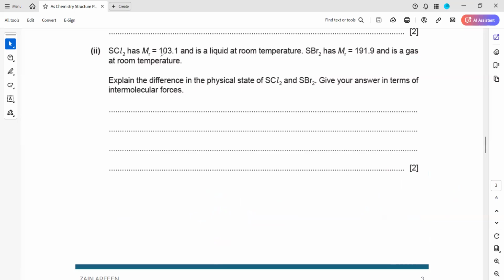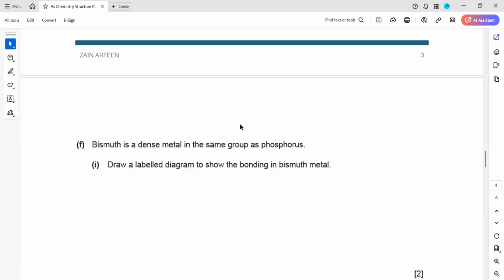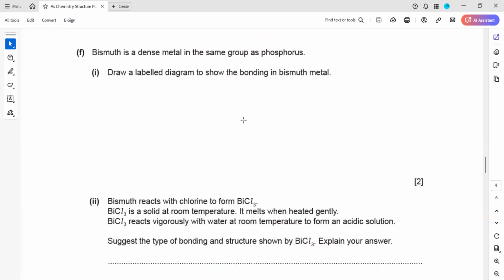And dipole-induced dipole force is always there irrespective of the nature. In part F1 and 2, any doubt?